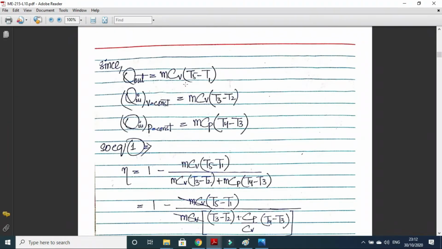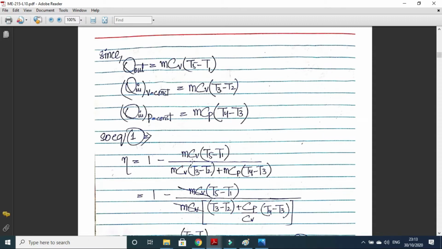Now Q out will be U5 minus U1, which can be written as m Cv (T5 minus T1). Now there will be two Q in. Q in during constant volume heat addition, which will be U3 minus U2, m Cv (T3 minus T2), and Q in during constant pressure heat addition, which will be H4 minus H3, and which can also be written as m Cp (T4 minus T3). So total Q in will be Q in during constant volume heat addition plus Q in during constant pressure heat addition. So this thing is written here, 1 minus Q out. Q out is m Cv (T5 minus T1), and Q in is m Cv (T3 minus T2) plus m Cp (T4 minus T3).